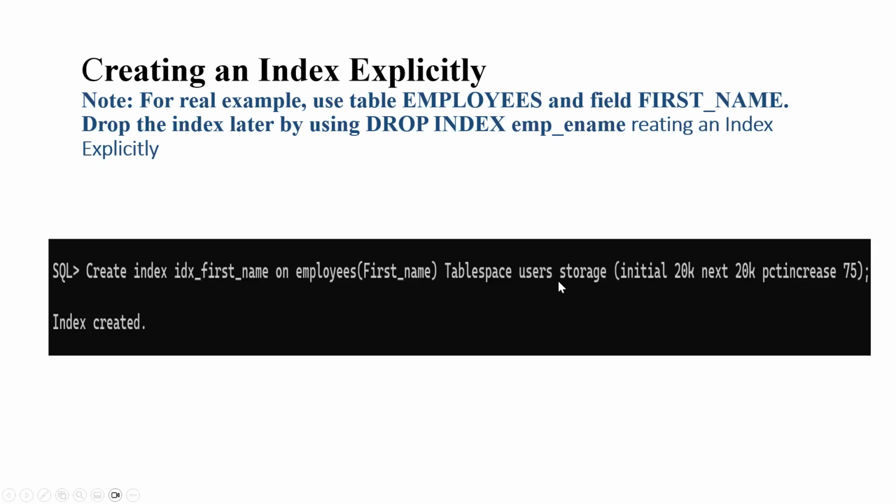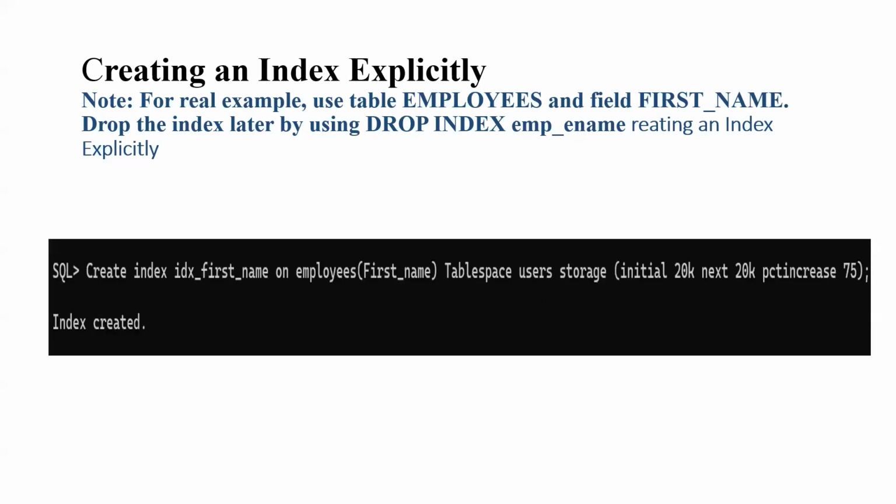For now, you just have to remember that we are creating a user-defined index on the table employees, and reserving the space for it from the storage. Initial capacity is 20K, and if this gets exhausted, the next 20K will be given. And this will go on till it occupies 75% of PCT increase. So you see the index is created.